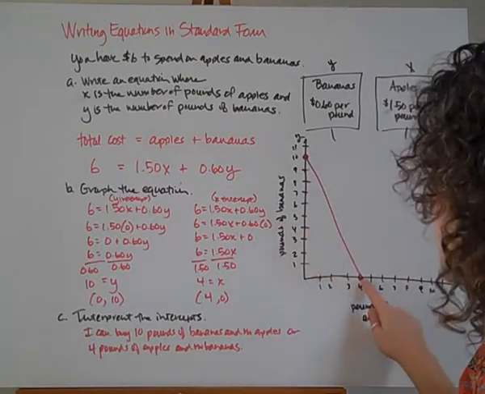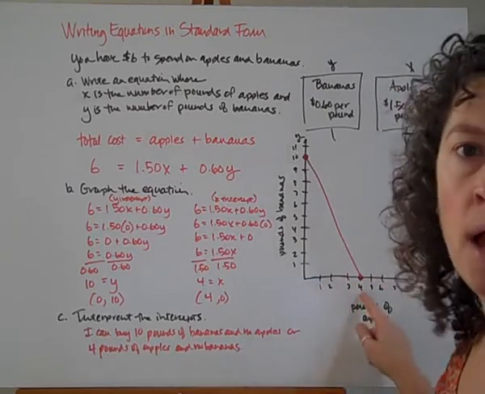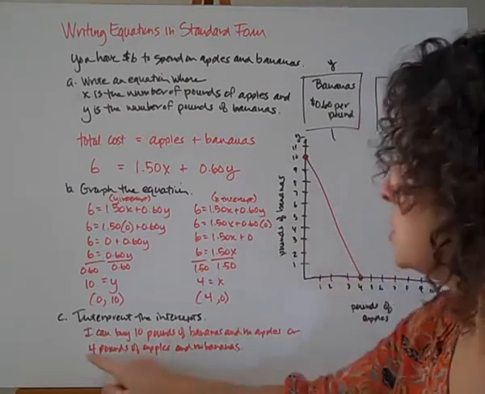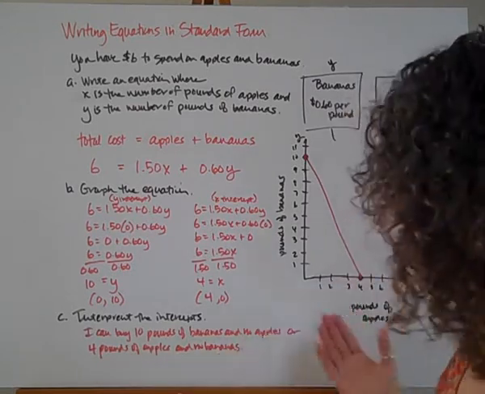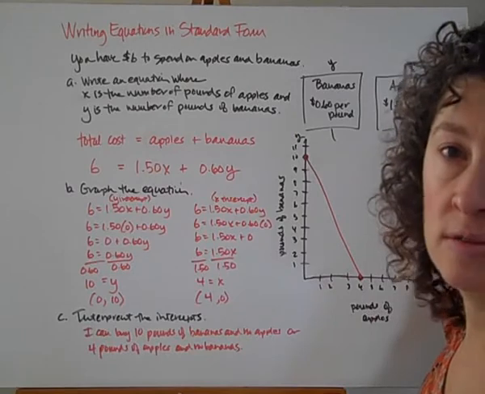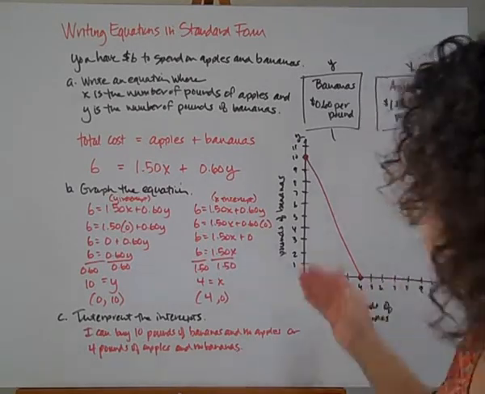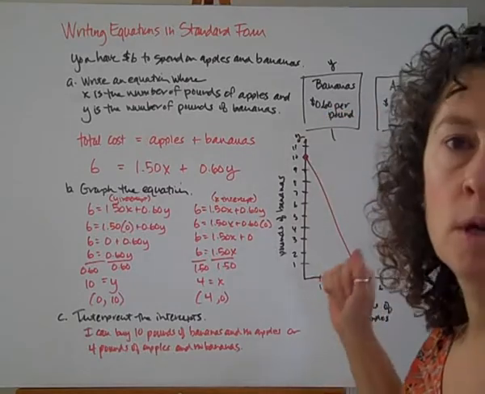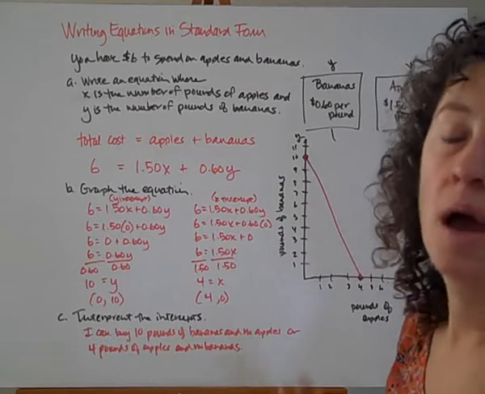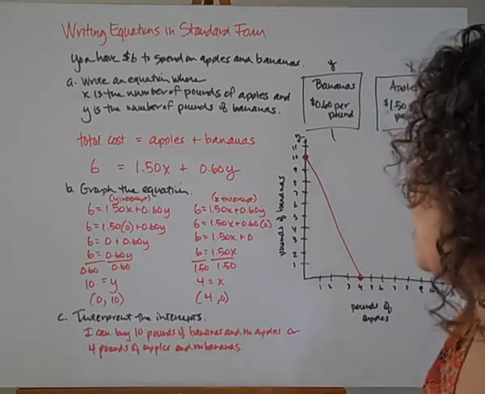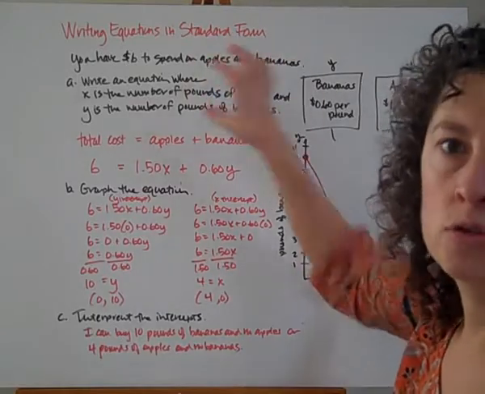Now my x-intercept down here says 4 and then 0. So 4 on my apple axis and 0 on my banana axis. So that means I could also buy 4 pounds of apples if I don't buy any bananas, which makes sense. Apples are more expensive, so if I'm going to get apples, I'm going to get fewer pounds of apples, whereas bananas are less expensive, so if I'm going to buy all bananas, I can get more for my money. I can get 10 pounds of bananas, assuming I like bananas, that would be. So we can use our intercepts, and those intercepts, again, mean something as part of the story.